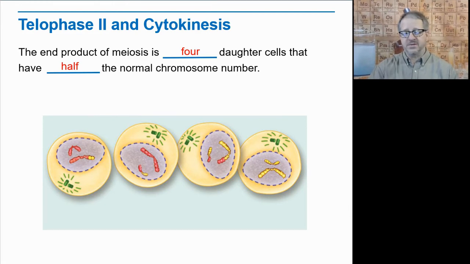So, what are some differences between meiosis I and meiosis II? Well, the simple answer would be that homologous chromosomes separate during meiosis I, but not during meiosis II. The centromeres and the sister chromatids separate during meiosis II.